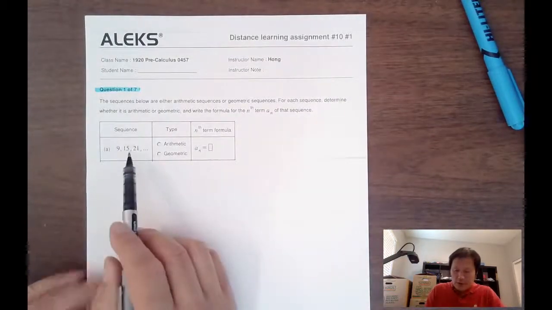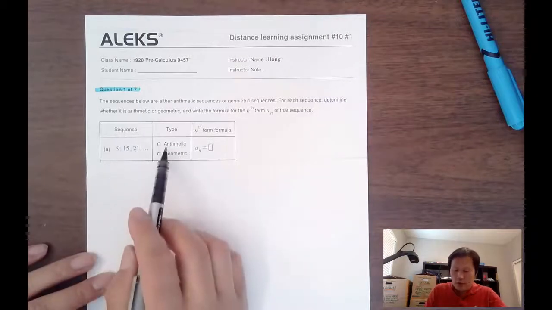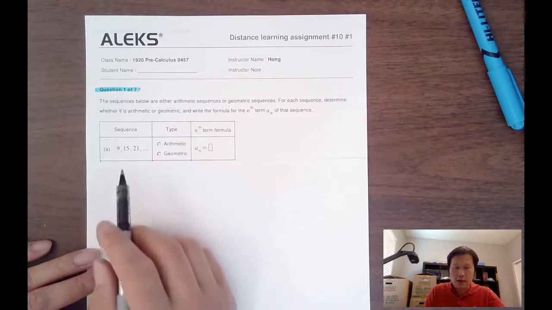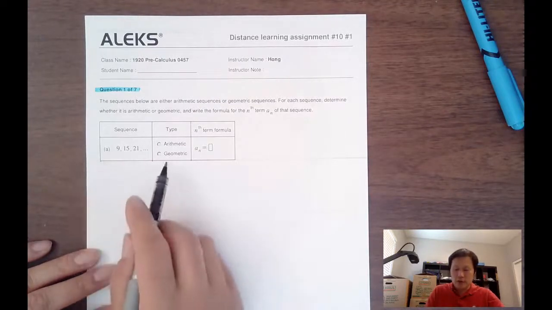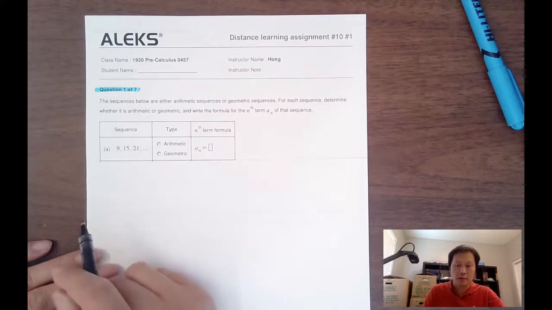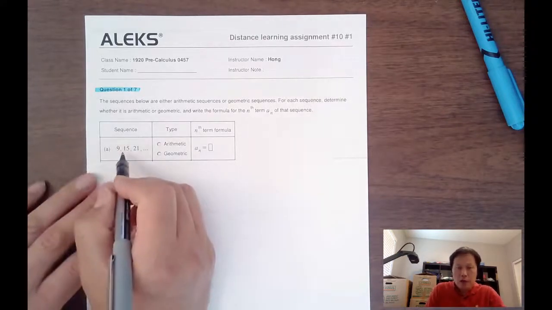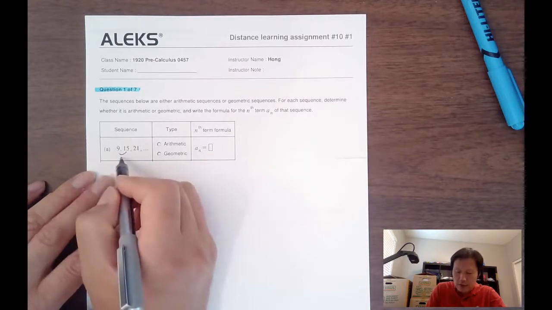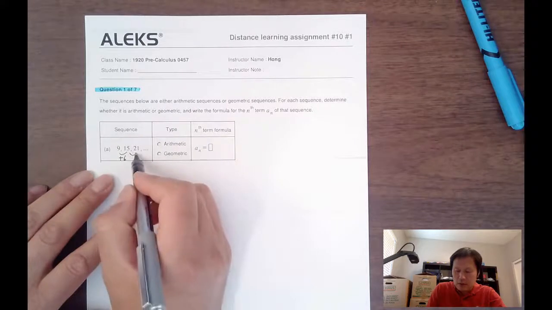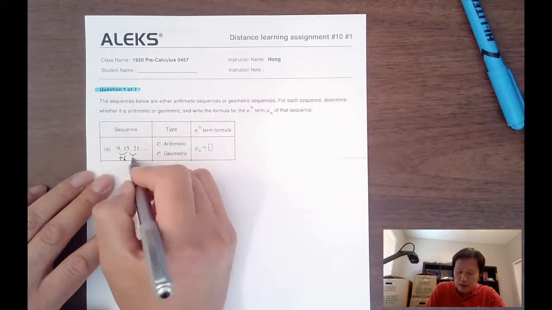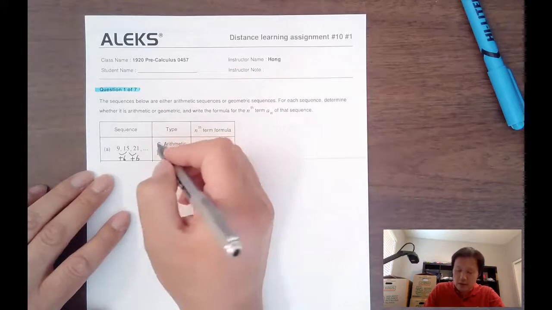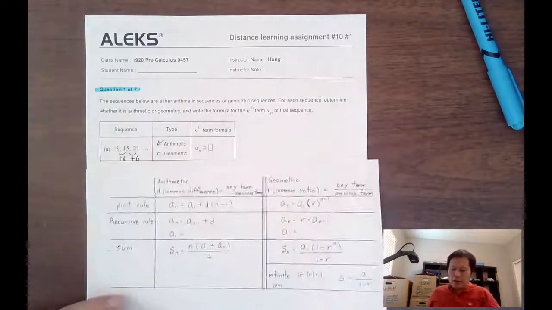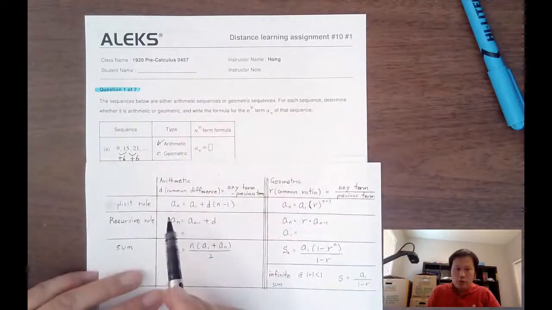For these sequences here, we have to choose: is it arithmetic or geometric? Arithmetic is adding a constant to get the next element. Geometric is multiplying by a constant to get the next element. So I will check, is this arithmetic? 15 minus 9, I'm adding 6. 21 minus 15, I'm adding 6. Yes, it is arithmetic.